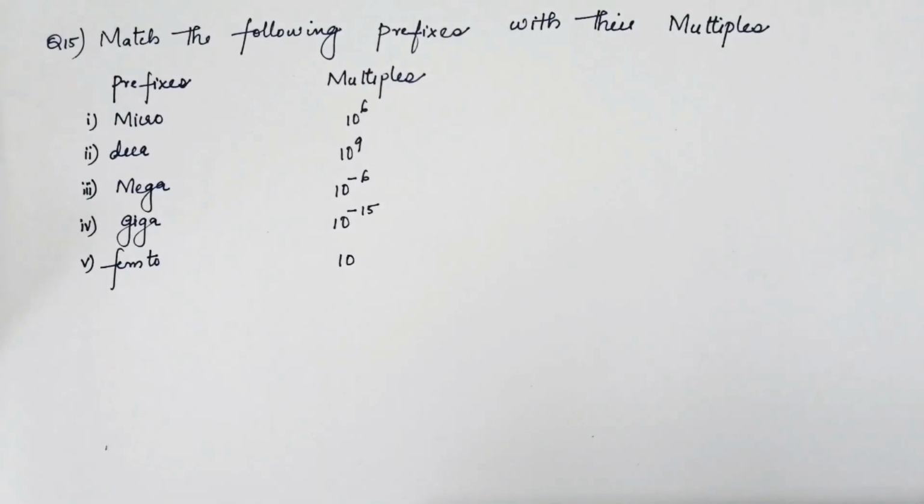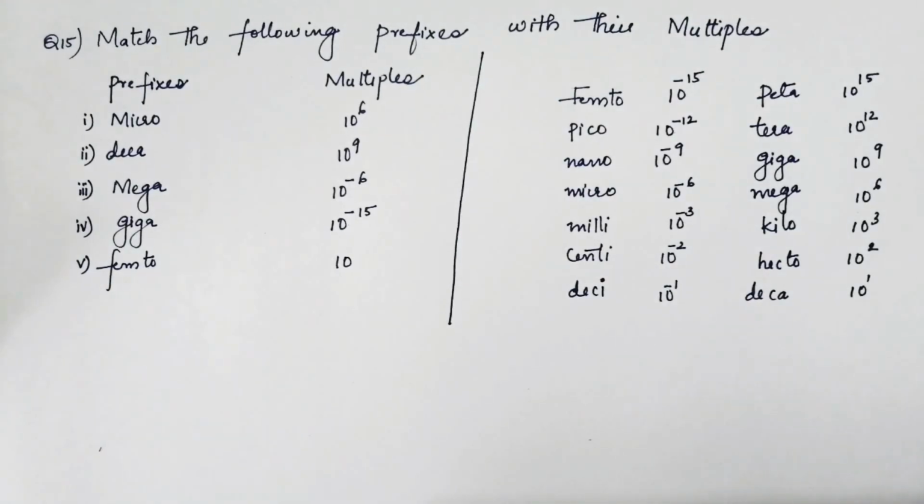Question number 15 says, match the following prefixes with their multiples. So we have like 5 prefixes such as micro, deca, mega, giga and femto, and some multiples given. So now we have to accurately match the prefixes with their multiples. On the right hand side, I have listed some of the important prefixes that we should be knowing in order to solve the common questions that we do in our chemistry.